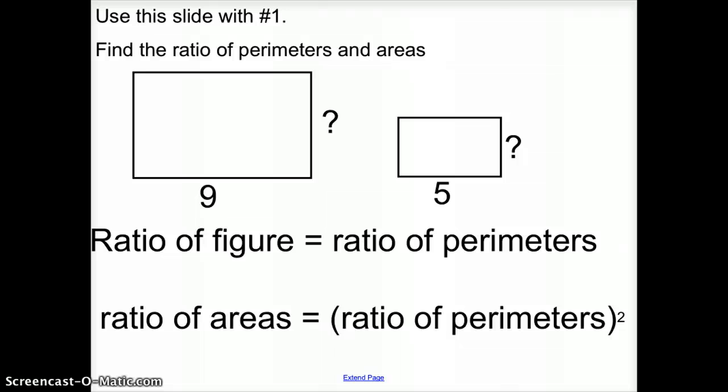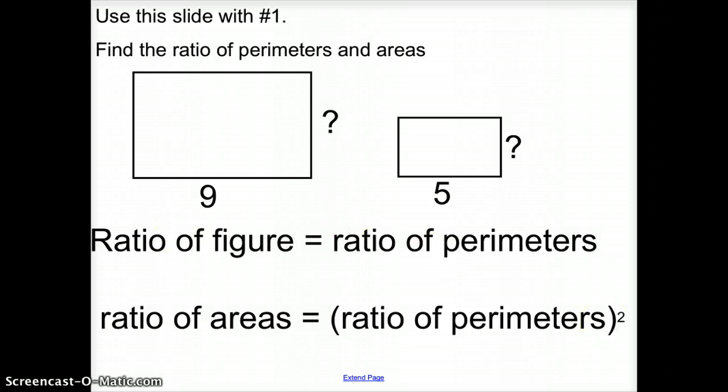Now, in the next instance, it's asking us for number 1 to find the ratio of the perimeters and also the areas. You'll notice that it gives you the rectangle and only one side is given. So let's say 9 and 5 in this case for number 1. In the previous slide, we showed that the ratio of the figure equals the ratio of the perimeters. However, this one's asking you to find the areas. So the ratio of the areas actually equals the ratio of the perimeters squared. And we're going to explore that in just a second.